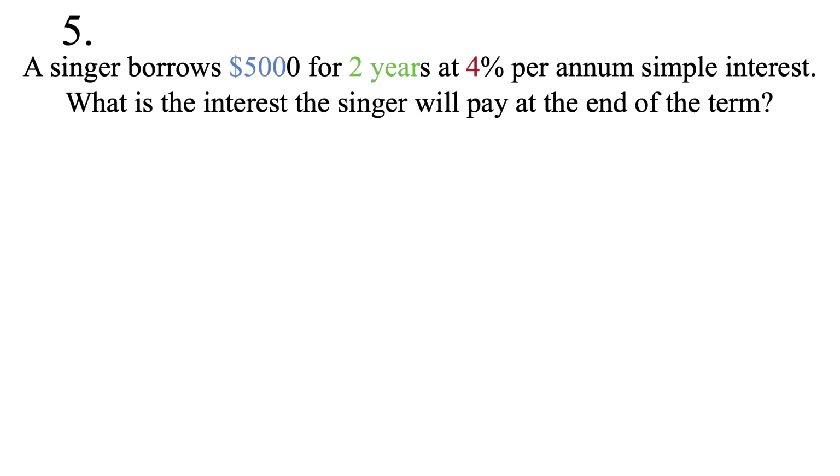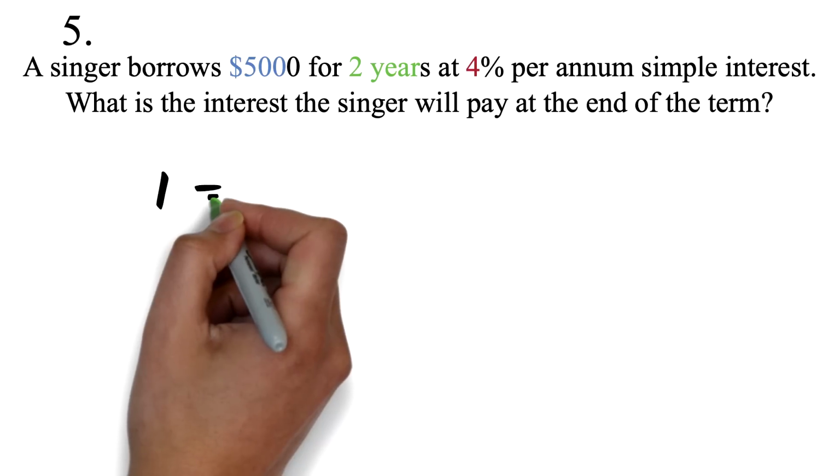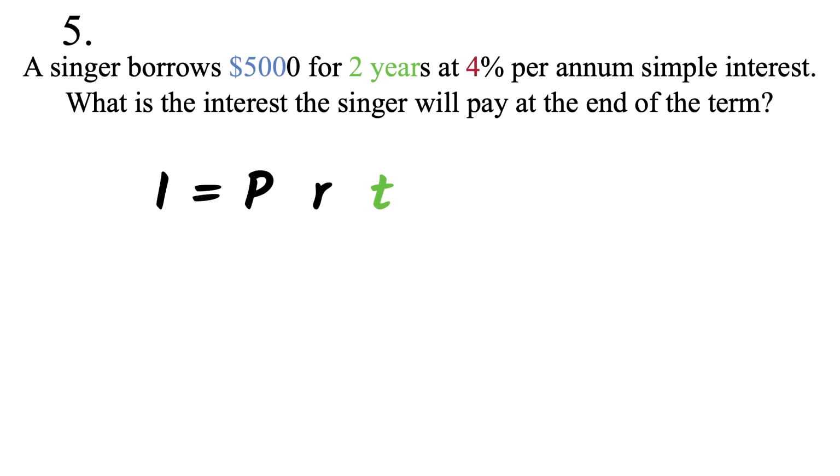Question 5. A singer borrows $5,000 for 2 years at 4% per annum simple interest. What is the interest the singer will pay at the end of the term? Simple interest questions are basically formula work, and the formula will be given to you on the GED formula sheet. Simple interest equals the principal times the rate times the time. We just substitute our values into the formula and solve.